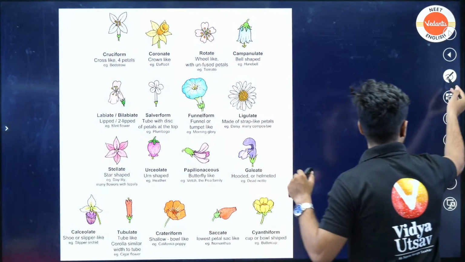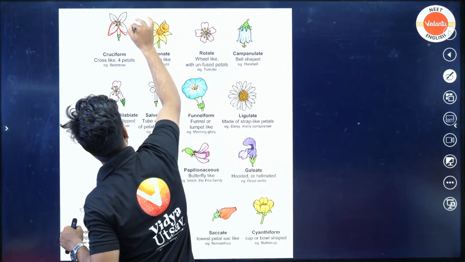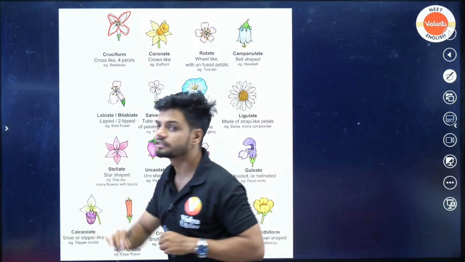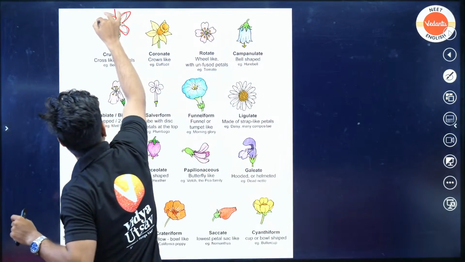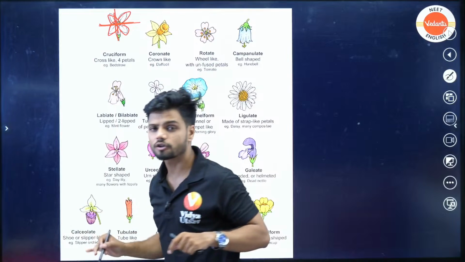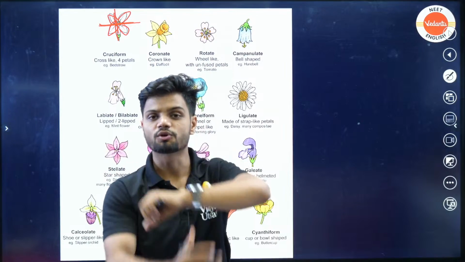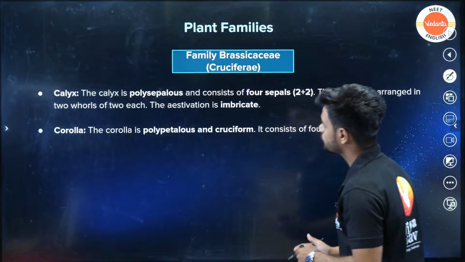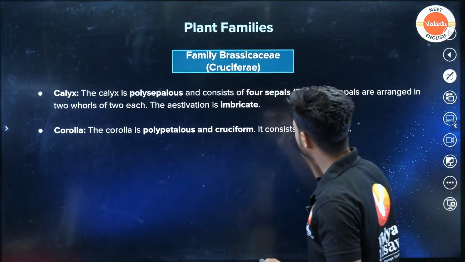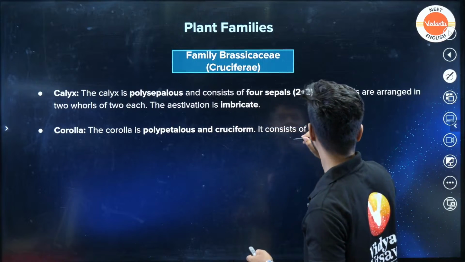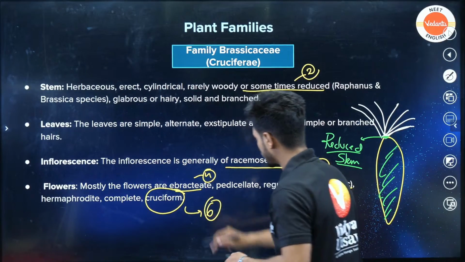Now, cruciform corolla. If you look at this corolla right here, it has a shape like this. There are 4 petals, and it is in a cross shape. Can you see? It is like a cross. That's why it's called cruciform, meaning cross. That is called cruciform corolla. Done. How many points did we cover here? 5 points. The 6th point is going to be your cruciform corolla. I'll write it here.